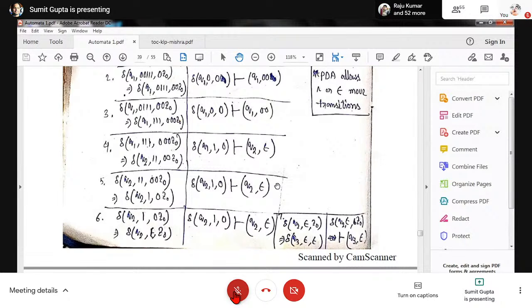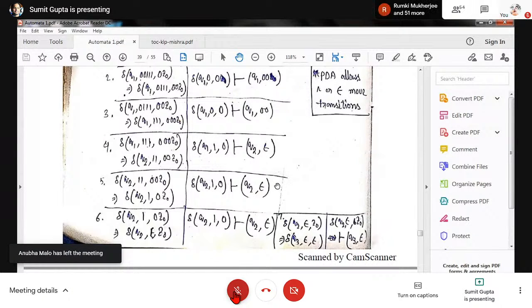Are you understanding what I'm saying? Yeah. So what does it indicate? That the number of zeros and ones will be equal. Whenever 0 is encountered, we are pushing onto the stack, and whenever 1 is encountered, we are popping out 0 from the stack. So for each 1, 0 will be popped out.